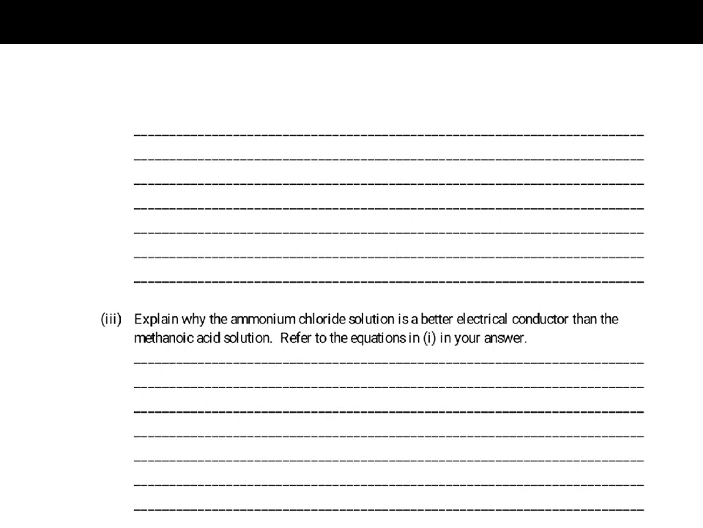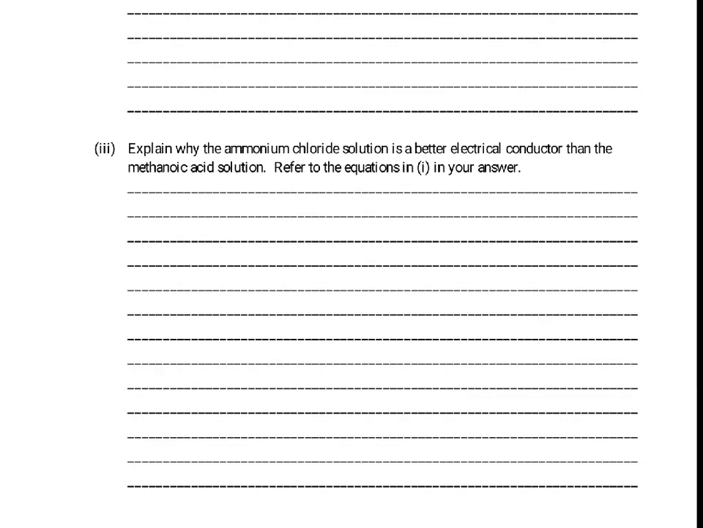Alright, part 3, explain why ammonium chloride solution is a better electrical conductor than methanoic acid. So these types of questions are always in the exam, and the thing that determines electrical conductivity is the concentration of ions. So you need to work out which one has a higher concentration of ions. So ammonium chloride is a salt, which means it fully dissociates, or fully ionizes, splits apart into ions, into NH4+ and Cl-. Therefore, it's got a high concentration of ions, and therefore it's a good conductor.